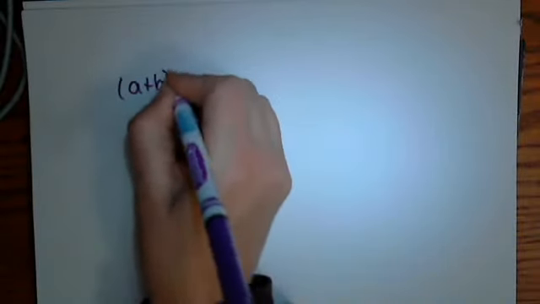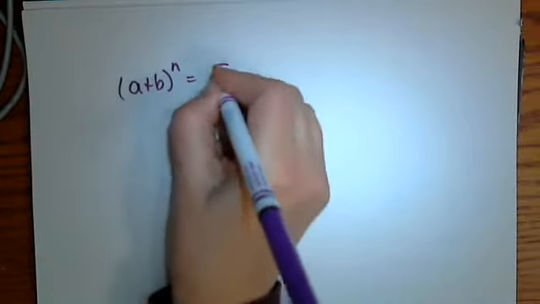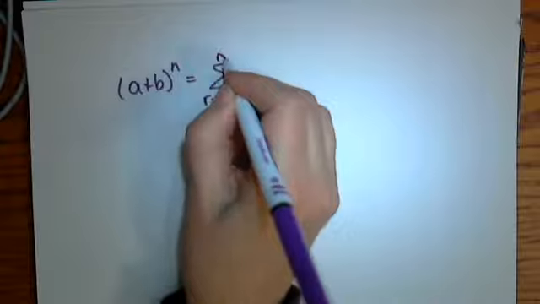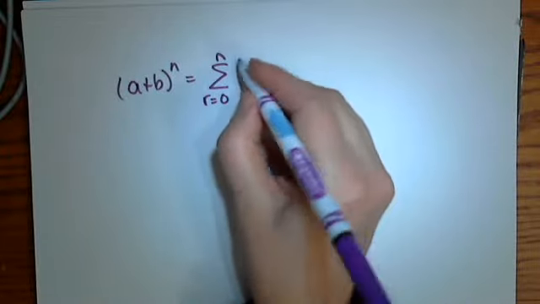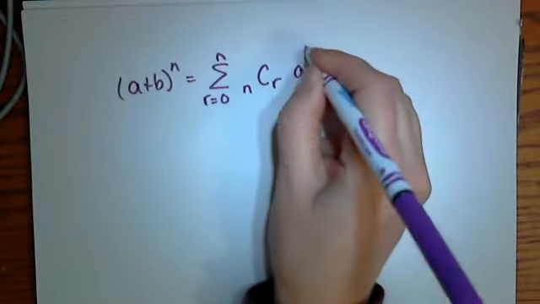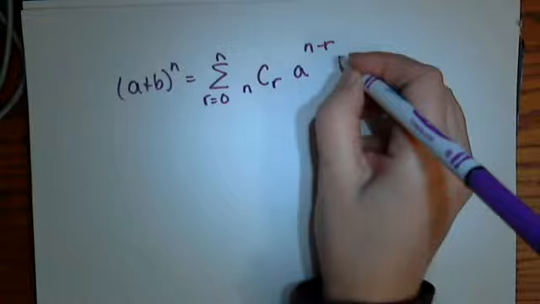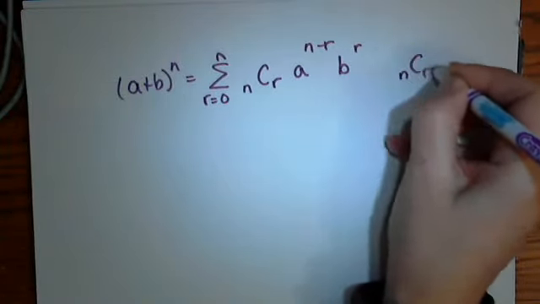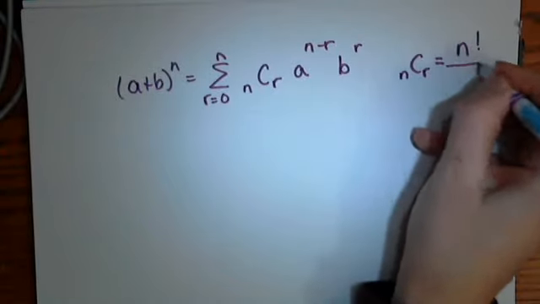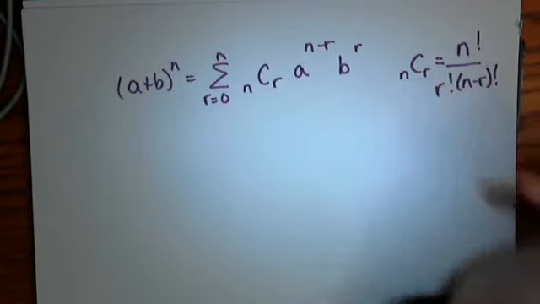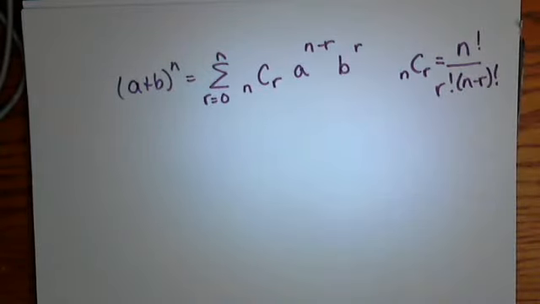The binomial theorem says that a plus b to the n power is going to be the sum, as r goes from 0 to n. I said that your book did it in a more complicated way. For n choose r, a to the n minus r times b to the r, and where n choose r is equal to n factorial over r factorial times n minus r factorial. Okay, now that's a lot of work.